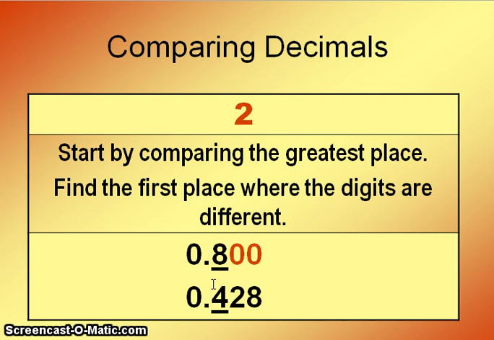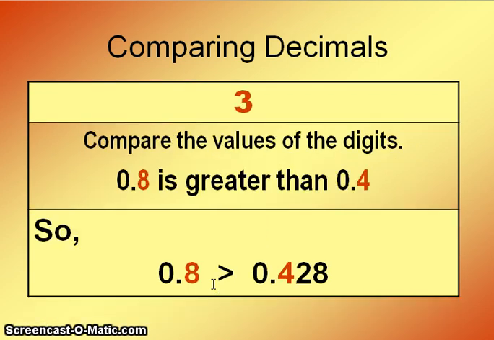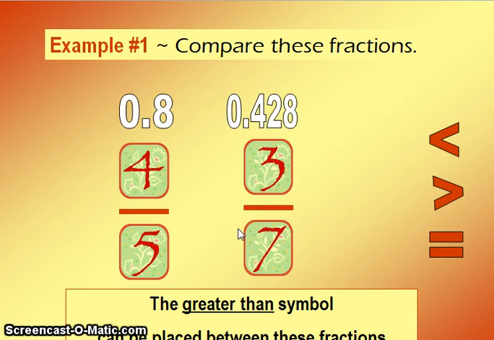So we just know that 0.8 is bigger than 0.428. We'll throw in our greater than sign here. Therefore that means that 4 over 5 is greater than 3 over 7. Next slide.